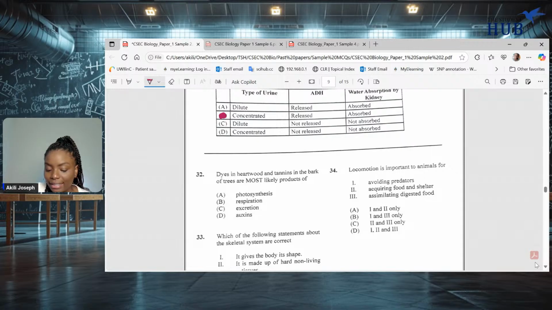Dyes in hardwood and tannins in the bark of trees are most likely products of, is it going to be photosynthesis, respiration, excretion, or auxins?